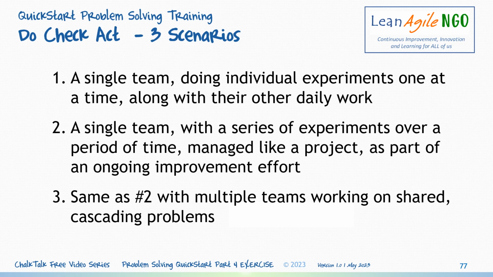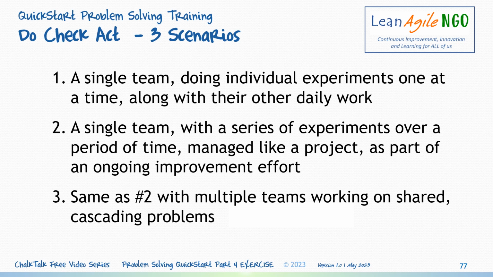The second is a more ambitious single team scenario, pursuing a larger improvement initiative towards an ambitious target state, where they may be working on several problems during the same time period. The team treats this effort as a project rather than a daily series of sequential experiments. This team will use Scrum to guide and track their experimentation.